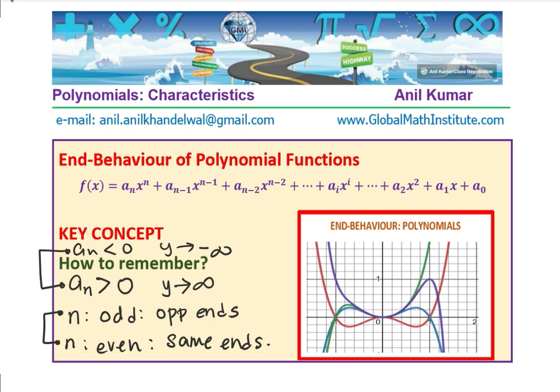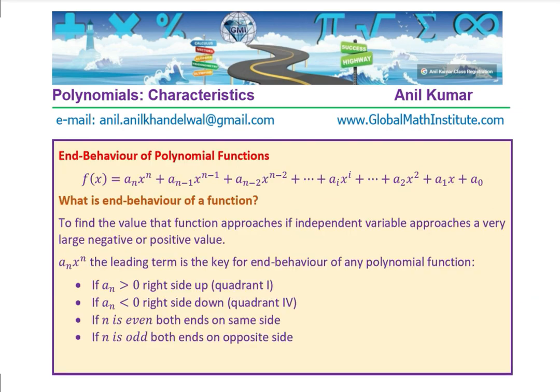That helps. Perfect. So from this graph, we can say that this graph is for even degree, right? And an greater than 0. Does it make sense? Both same ends, right? On the other hand, this particular graph, which I am highlighting now, is odd degree, opposite ends, right? And an is less than 0 because it ends up in quadrant 4. Make sense? So that is how you have to look into it.